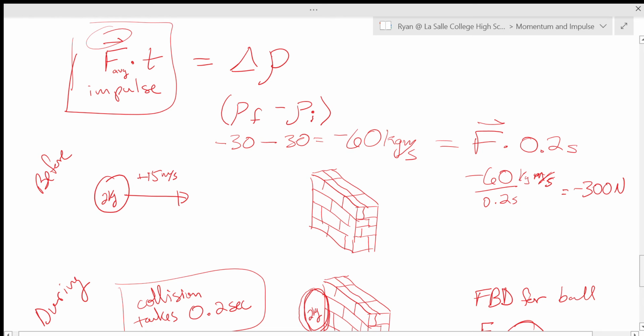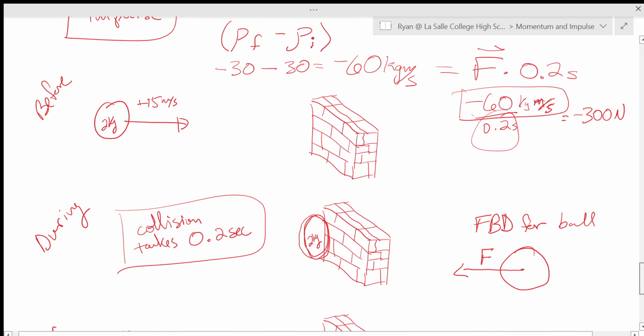If it was a squishy wall, it probably would have taken a little bit longer time, and time would go up here, but the change in momentum would have been the same. The ball still would have hit at a certain speed and left at a certain speed, and so the force as a result would have been less. And I do need to point something out. This is really important. It's an average force, and I'll show you why that's important.